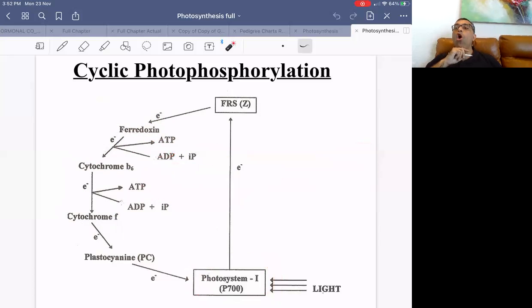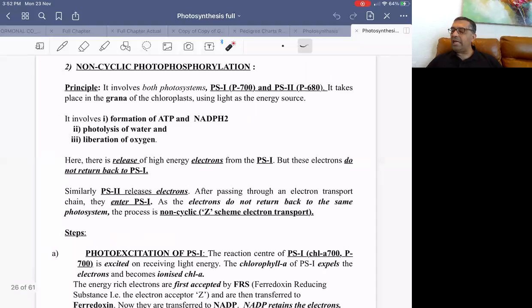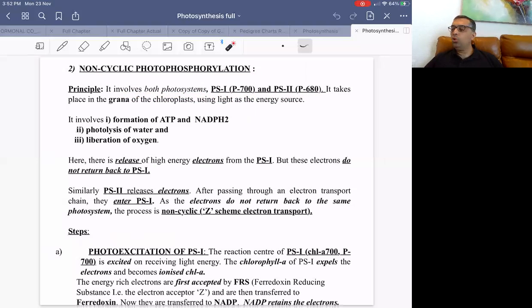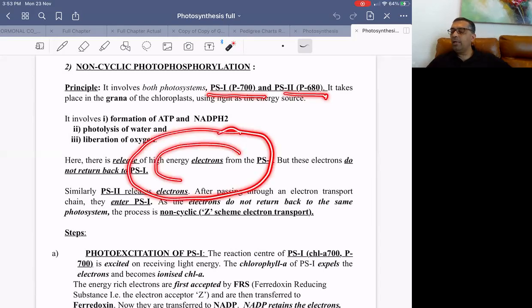Now we have non-cyclic photophosphorylation. ये तो बहुत simple था. Now we have an interesting one. Non-cyclic photophosphorylation involves both photosystems PS1, that is P700, and PS2, that is P680. तो दोनों PS1 और PS2 इन्वॉल्व होते हैं. So when will this take place? This takes place inside the thylakoid.